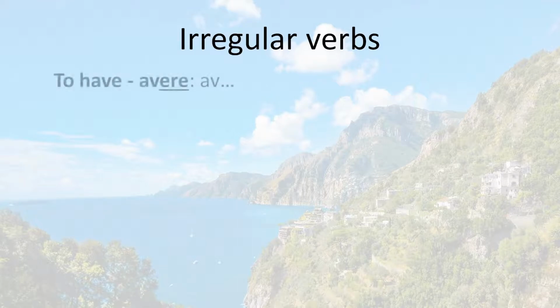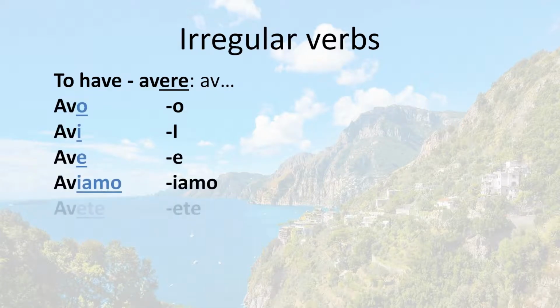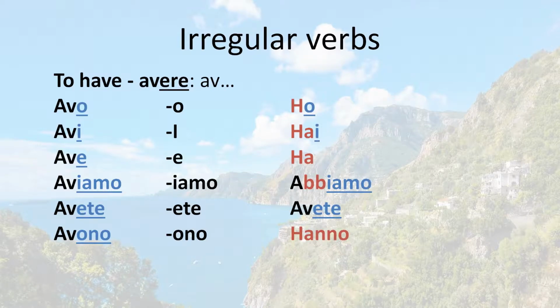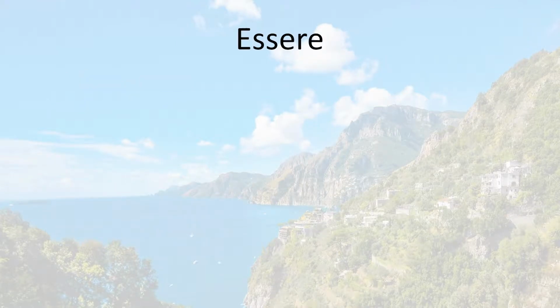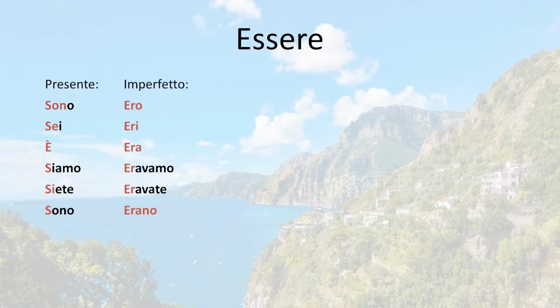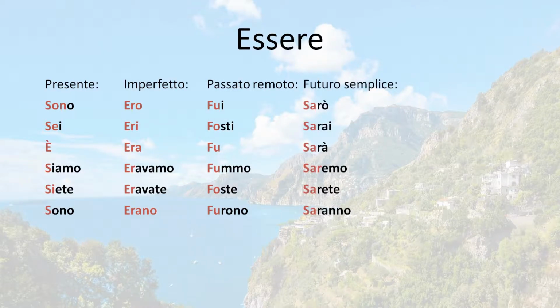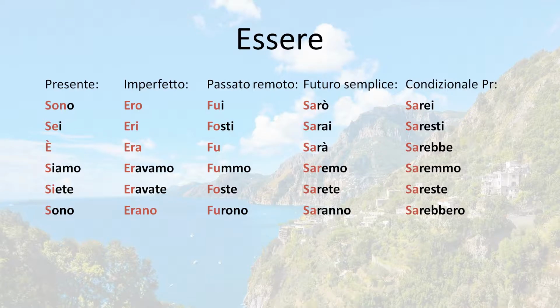Now with to have, avere, take away the ere, av. Avo, avi, ave, aviamo, avete, avano. But these are ho, hai, ha, abbiamo, avete is right, and hanno. It can depend on the verb which form is irregular. For example, essere's forms are all irregular. Present, imperfect, remote past, future, conditional present.